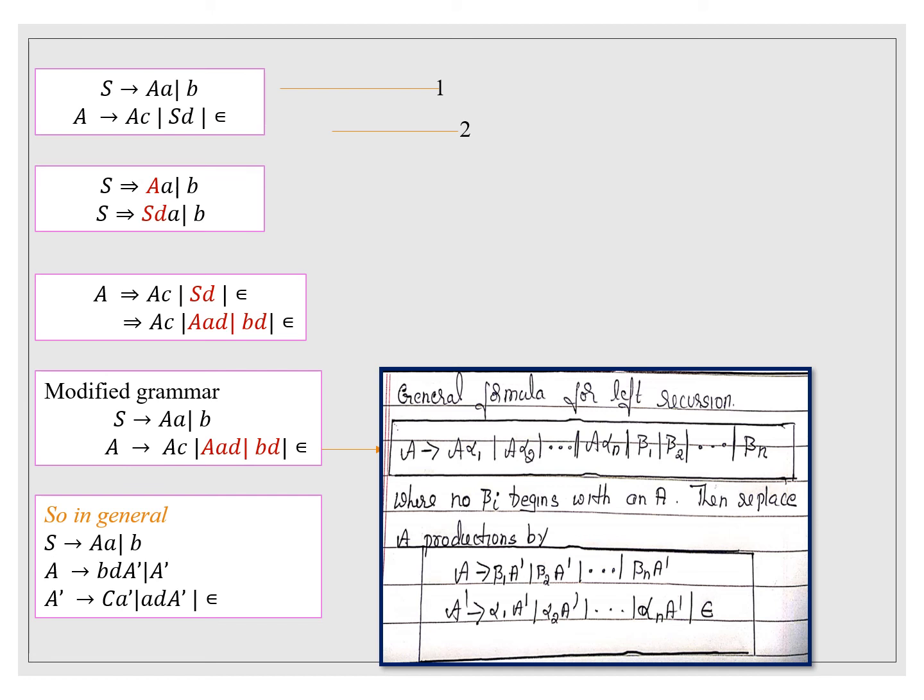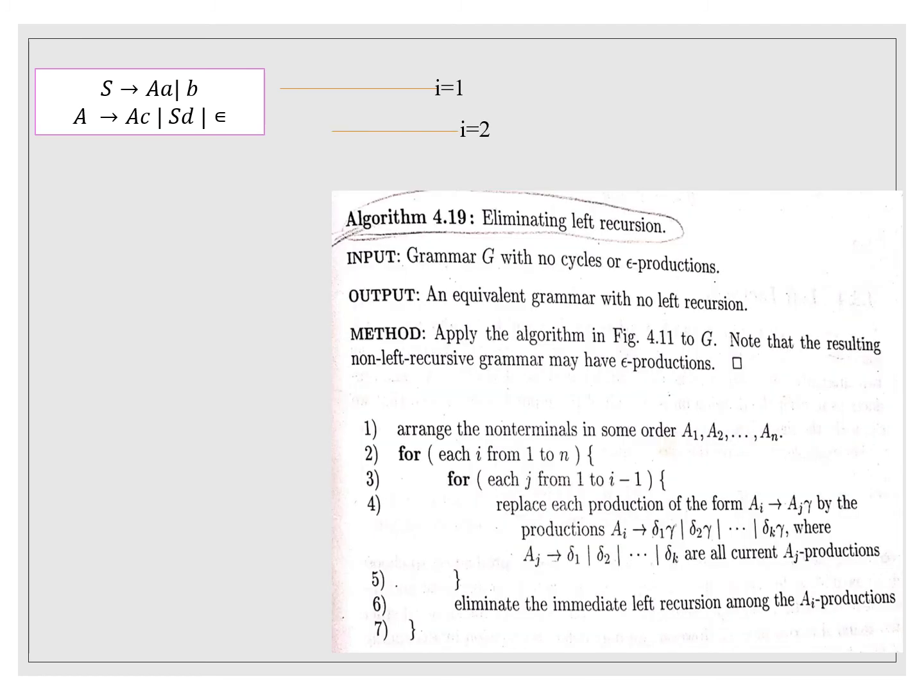I think you have so many confusions about how you got the modified grammar, right? See, we have an algorithm. Let us have that algorithm. Let us consider we have production 1 and production 2, and let us have this algorithm. Okay, let us eliminate the left recursion using this algorithm.